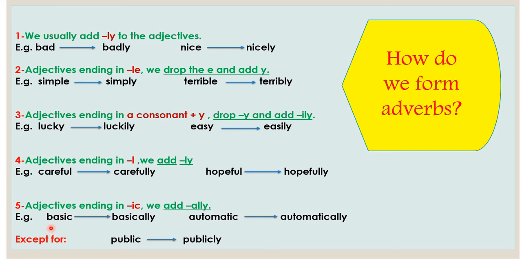Number five, adjectives ending in ic, we add ally. So basic, here we have ic at the end, so it will be basically. Automatic, it will be automatically. Except for, here we have an exception, public. Here it ends with ic, but I didn't add ally, I just added ly. Publicly.